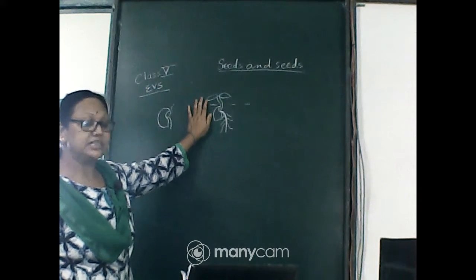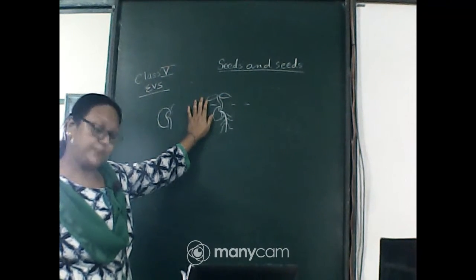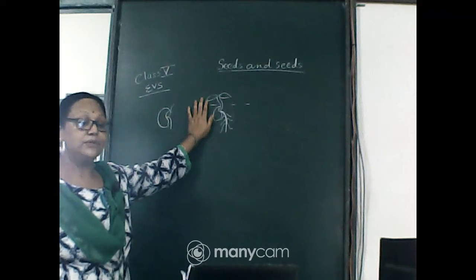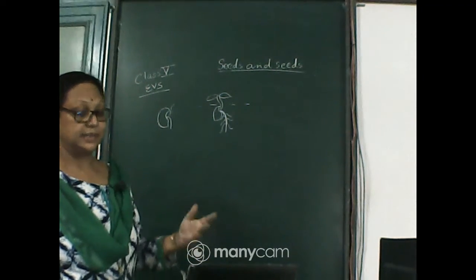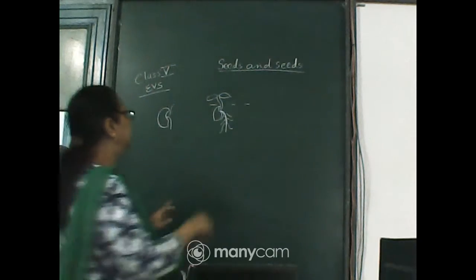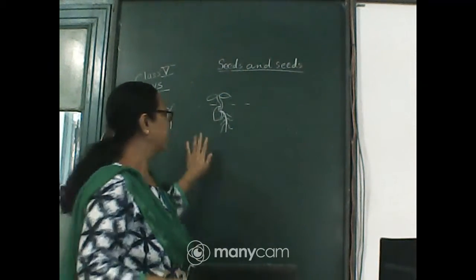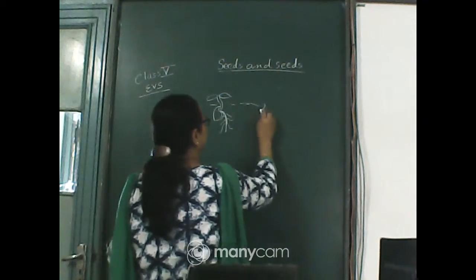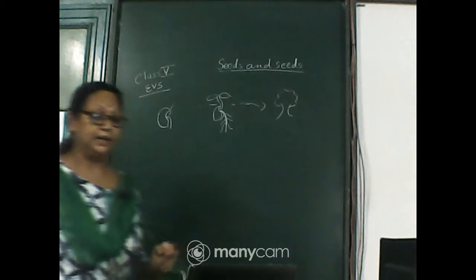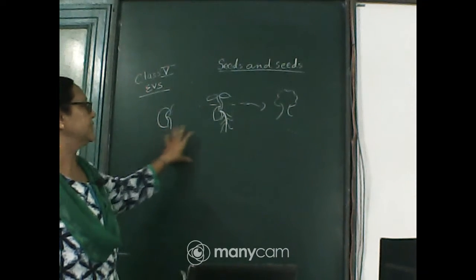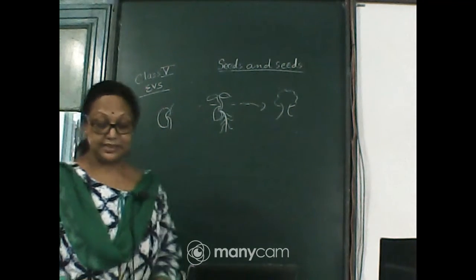Once the leaves come out, they start to make their own food, and once the leaves start to make their own food, the plant system has started and they grow into a young plant. Now from this young plant, gradually it will grow into the big or the old plant. Understood? So how the seed develops into the big plant is given here.